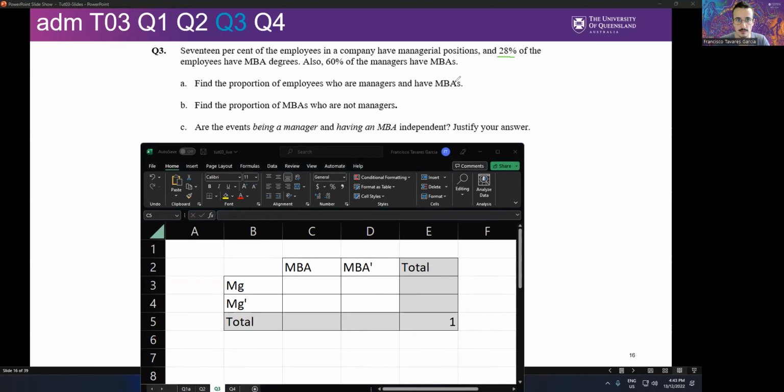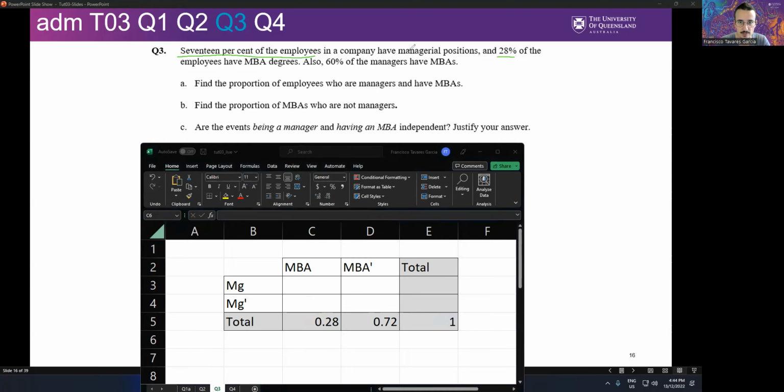So the total just MBA now 0.28. If 28% have an MBA, so 1 minus 0.28, 0.72. Now the managers, I'm kind of doing it backwards, right?